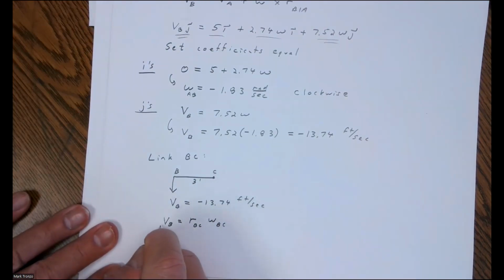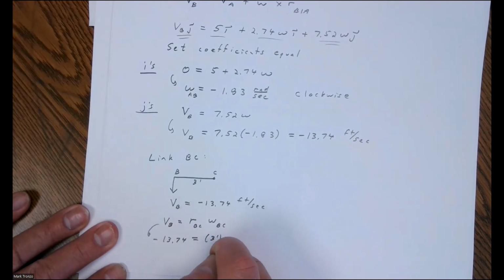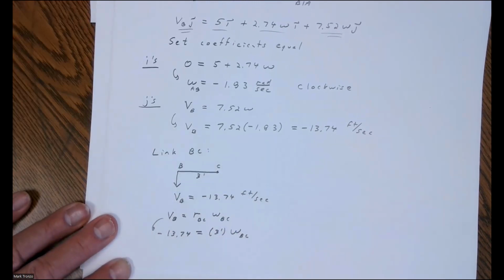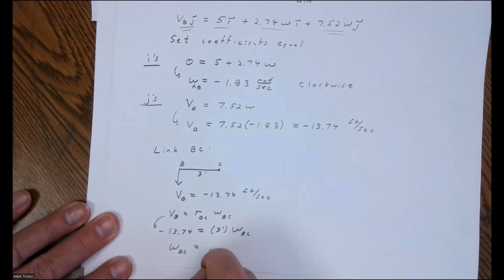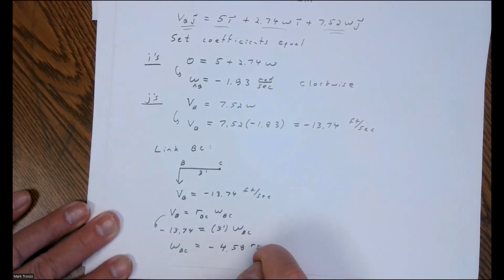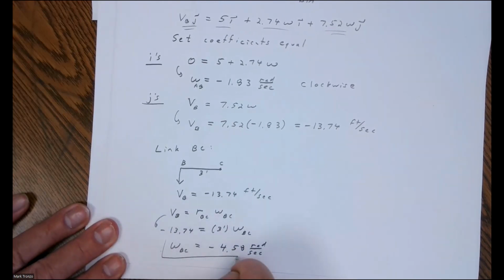Again, we know that this is negative 13.74. RBC was 3 feet. And then omega BC, when we solve for that, is going to be negative 4.58 radians per second, like that.